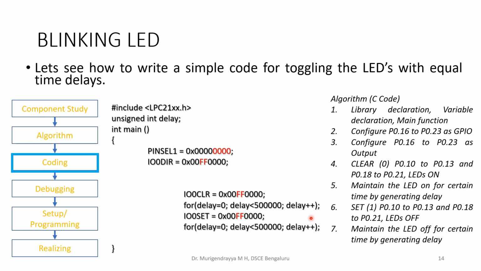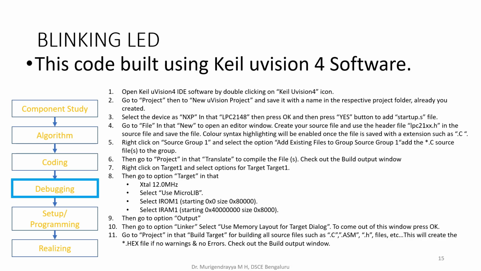And to make this LED on, hold for a certain time, LED off, hold for a certain time, to do this continuously, we can use an infinite for loop, means the LED will blink continuously. So let us see the steps for debugging.